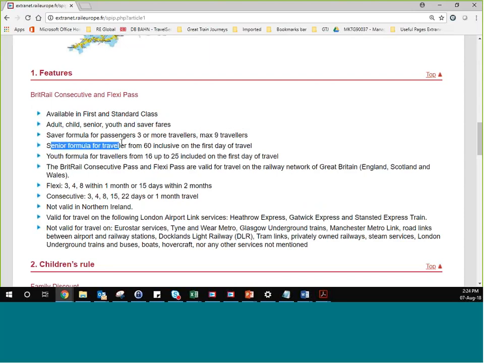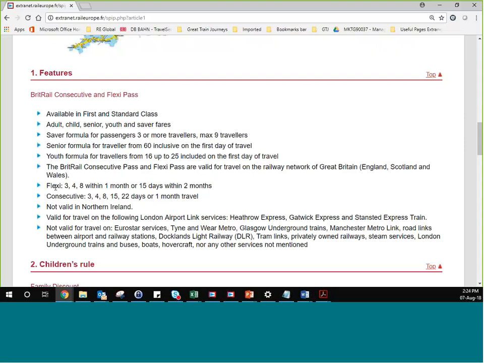There is a senior formula available for travellers from 60 inclusive on the first day of travel, and the youth formula for travellers ranges from 16 up to 25 years old, okay? Unlike Eurail, which is actually from 12 to 27. So bear in mind that it does have similar offerings to what the Eurail passes do have, but the conditions of ages can be different for this type of pass.